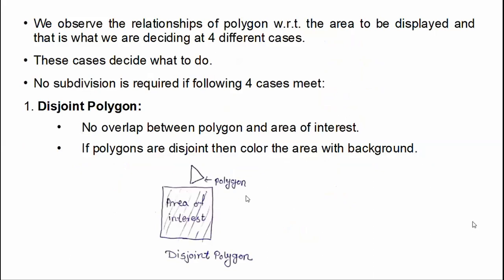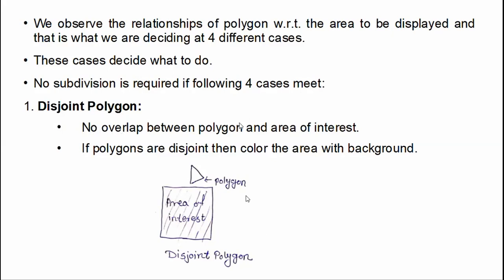Now, we observe the relationships of the polygon with respect to the area to be displayed, and that is what we decide in 4 different cases. These cases decide what to do. As I told you, as per need only, we are going to divide. Here we have defined that no subdivision is required if the following 4 cases are met. So we are going to see 4 cases where we don't need to divide the area. The first case is a disjoint polygon. Now what do you mean by disjoint? Disjoint means what?